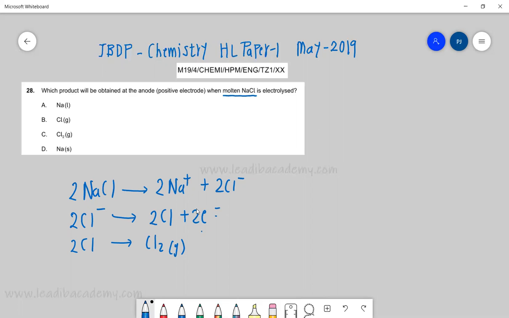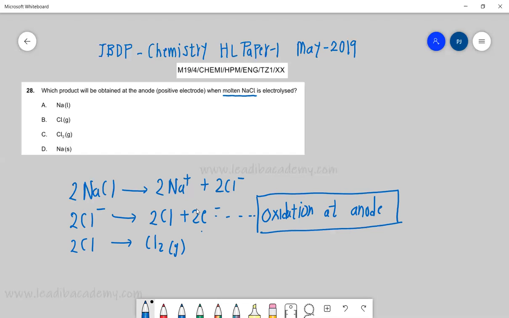So always remember, at the anode oxidation takes place. So this is nothing but the oxidation of Cl minus ion, and always remember oxidation at anode, whether it is an electrolytic cell or the voltaic cell. Very, very important. Oxidation always takes place at anode, or we can think like exactly reverse. The electrode at which oxidation takes place is anode.